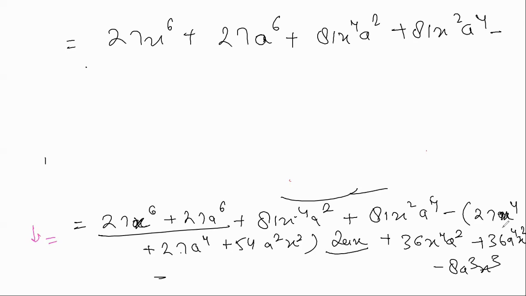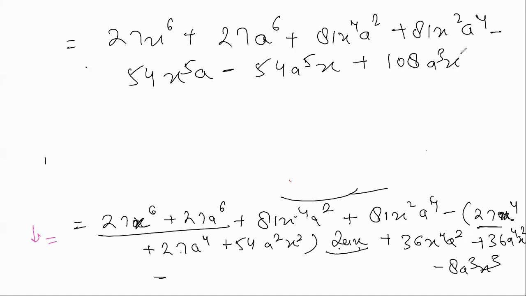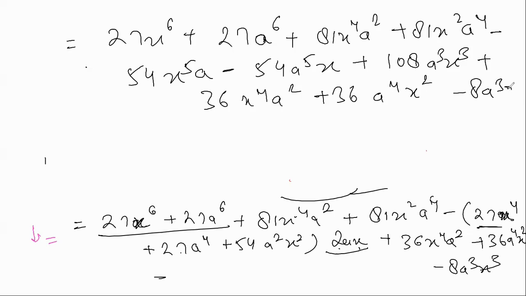Open the bracket, so 2ax multiply with the whole bracket. So 2 multiply with 27, that is 54. So 54 x raised to the power 5 a, because x multiply with x4 and a is left alone. Then minus 54 a raised to the power 5 and x. Then 108 a cube x cube. I think yes, 108 is left only. Nothing else, no? Then plus 36 x4 a square plus 36 a4 x square and minus this.